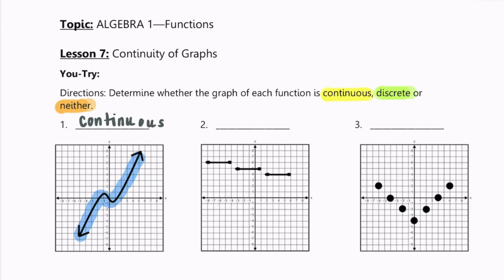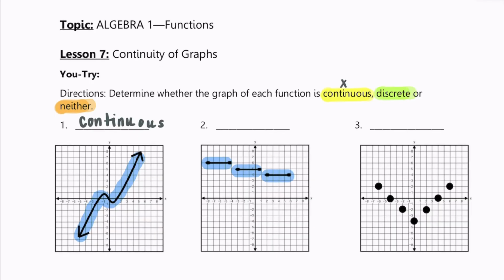If I now look at number 2, I'm going to do the same thing, trace, because I see lines. I trace this first chunk, then I have to pick up my pencil to get to the second chunk. So because I have to pick up my pencil to get through each of those chunks, that is not continuous. So I can eliminate that as an option. It's also not discrete because it's not single points or ordered pairs. So therefore, I know this guy is neither. It's kind of like using process of elimination, right?